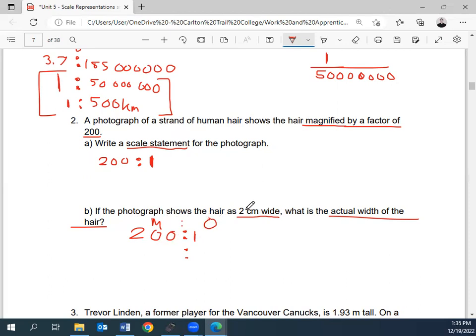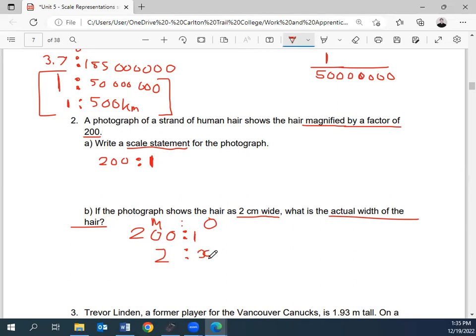So is this 2 centimeters wide in the photograph? Is that photograph a model or original? Looking at it, it's a model, right? We're looking at a photograph of a hair, it's enlarged to be 2 centimeters. We're not looking at a hair. We're looking at a zoomed in photograph of a hair. So, okay, now I've set this up. I have 3 things. I'm trying to find a 4th thing, right? What's the actual width of the hair?